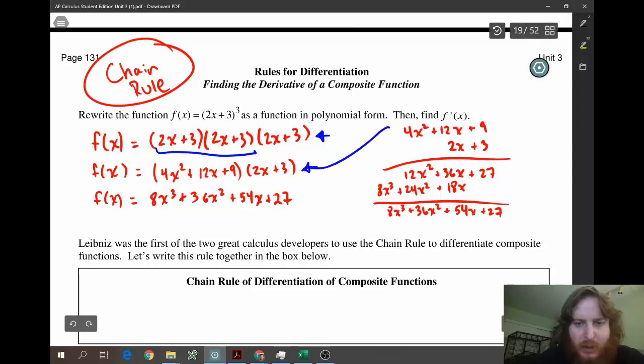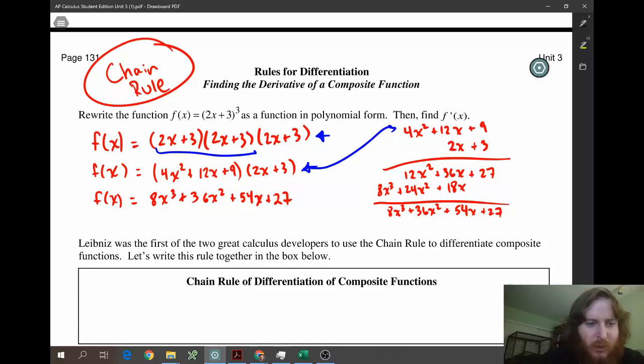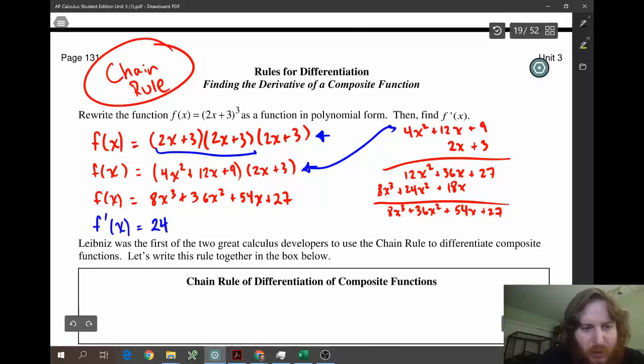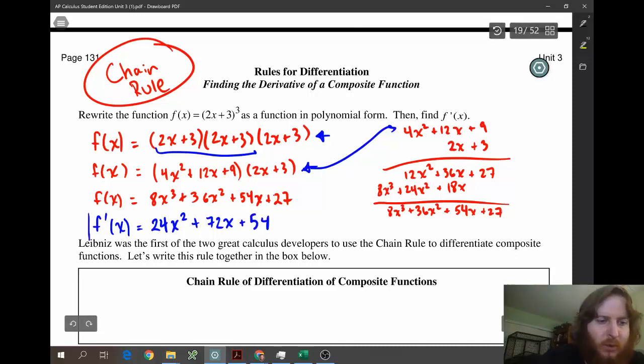And here I took this and wrote it doing the long process, just lining everything up. And so we get f of x equals 8x cubed plus 36x squared plus 54x plus 27. And now we can just do regular old power rule, right? Take the derivative with power rule. Power rule is just our normal rule for our derivatives. So 24x squared plus 72x plus 54. And so that's our answer for our derivative.